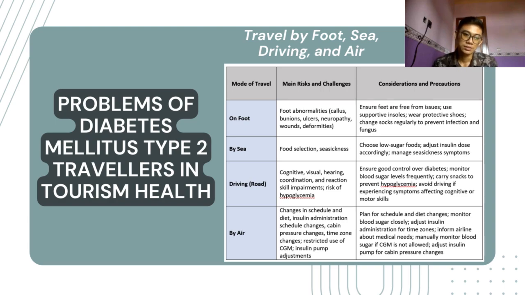So here are the different methods of traveling: by foot, by sea, by driving, and by air. If you travel by foot, you need to pay attention to abnormalities on the foot, like bunions, calluses, ulcer, neuropathy, wounds, and deformities. If you travel by sea, you need to pay attention to food selection and seasickness. And if you travel by road, you need to pay attention to hypoglycemia, because it can lead to cognitive impairment and also can lead to accidents on the road.